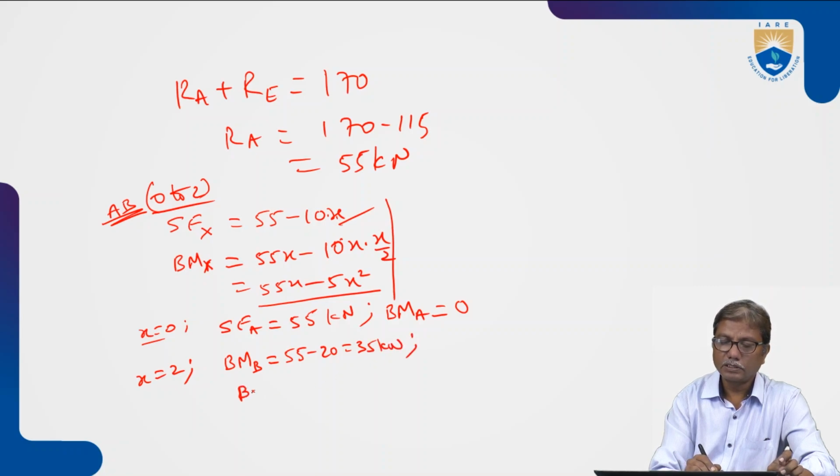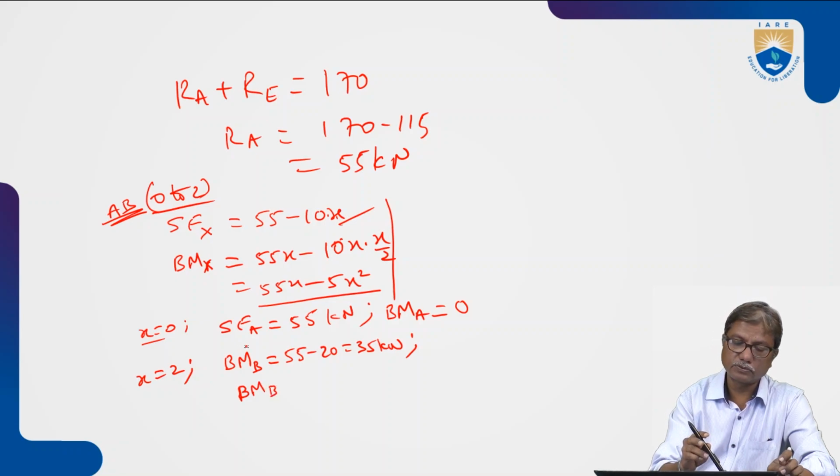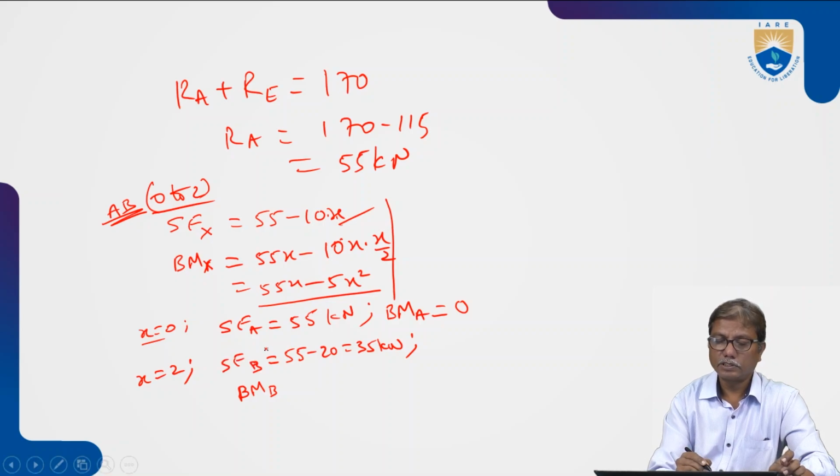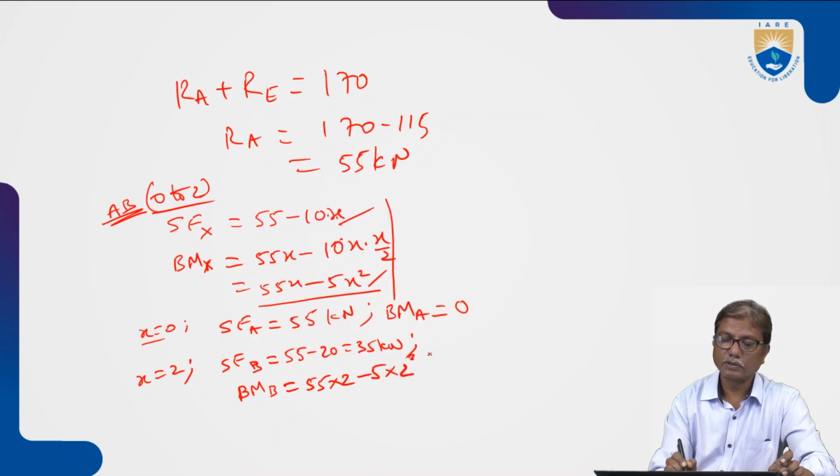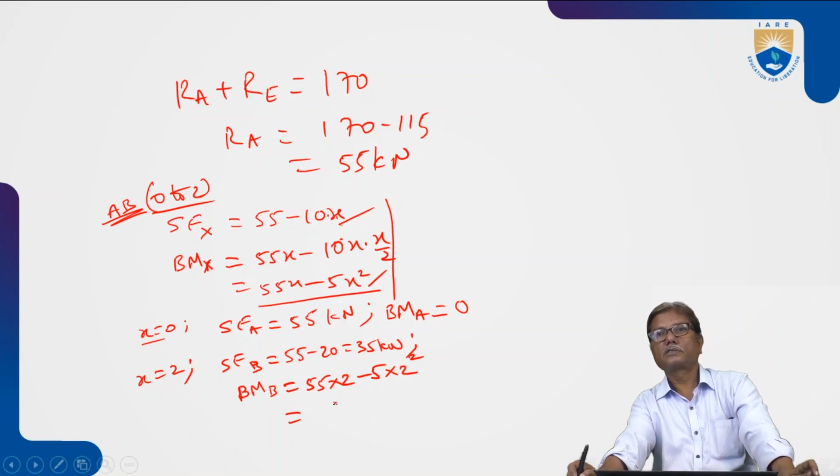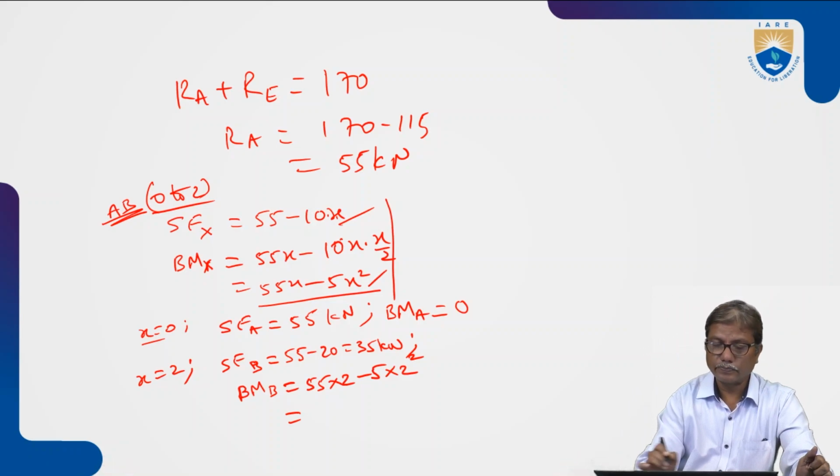And bending moment, this is shear force. Okay, there is shear force at B, and coming to bending moment, substituting 2 here, 55 into 2 minus 5 into 2 square, so 110 minus 20, that is 90 kilonewton meters.